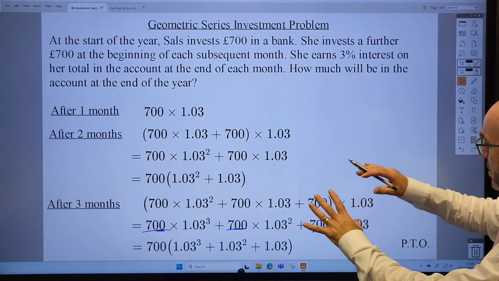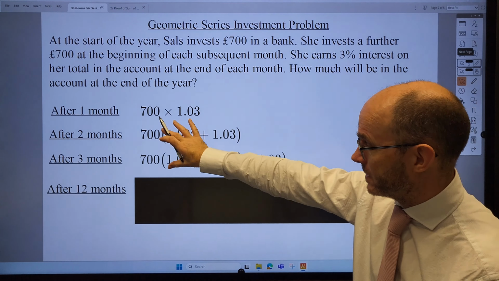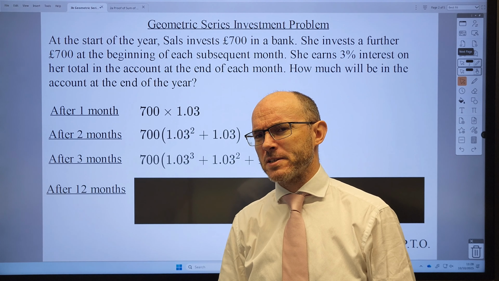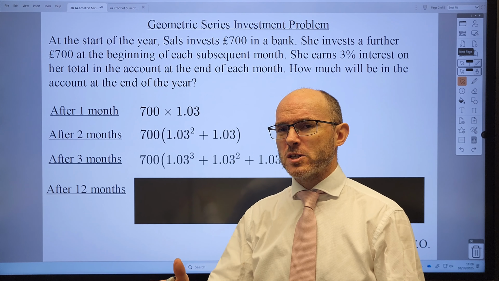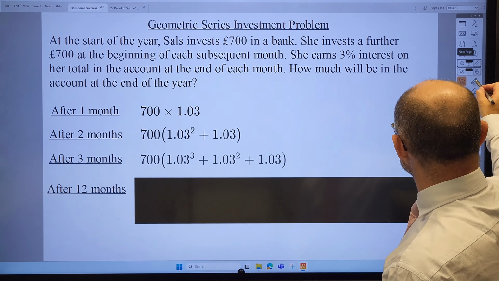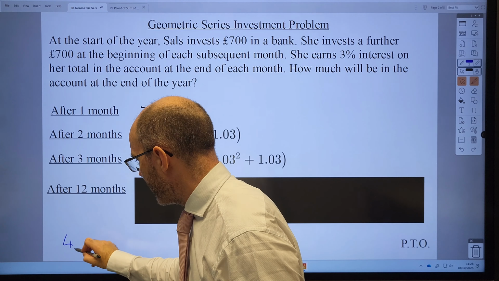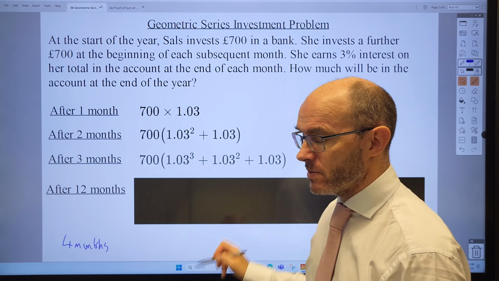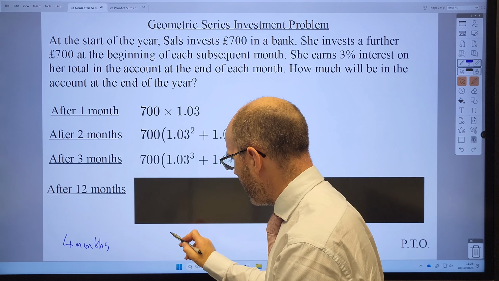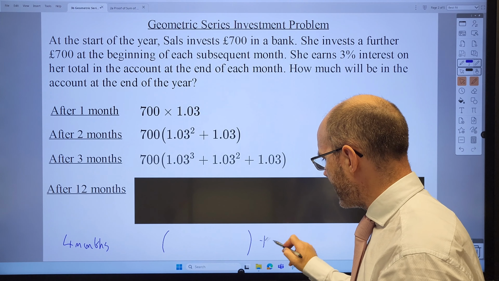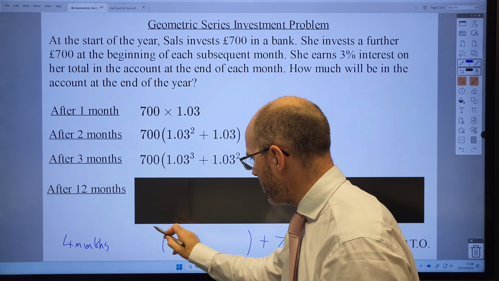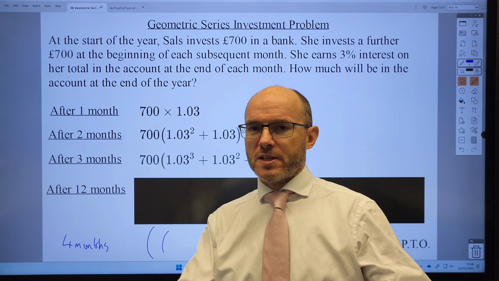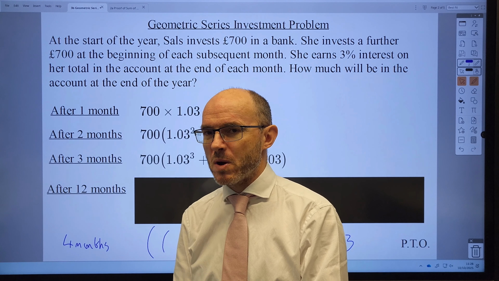Right, I'm going to summarise that here. Like that. Okay, so basically our end results here. I'm hoping you can spot a pattern. If you want to practice more, so if you want to work out what happens after 4 months, then the thing to do is take whatever you had after 3 months, you always add 700 and then multiply that by 1.03. That's the mathematics of it. Always add 700 times by 1.03.